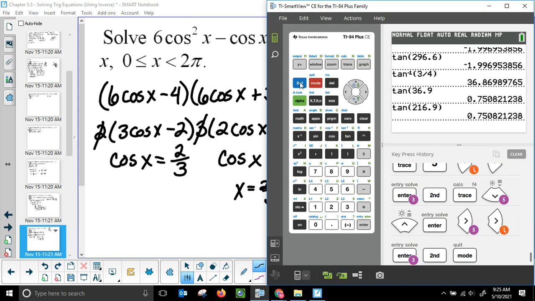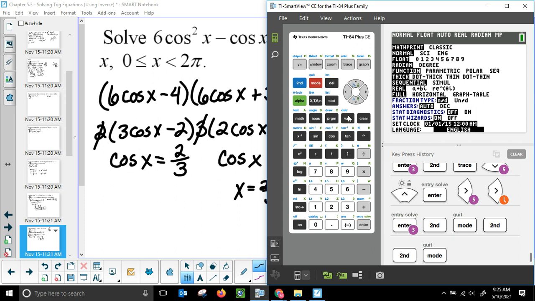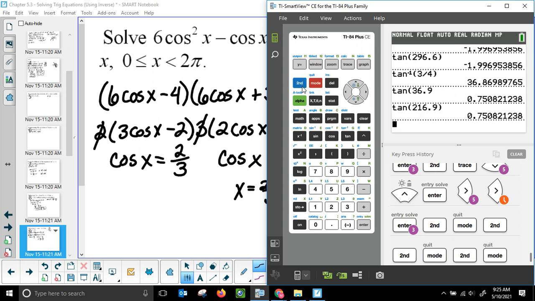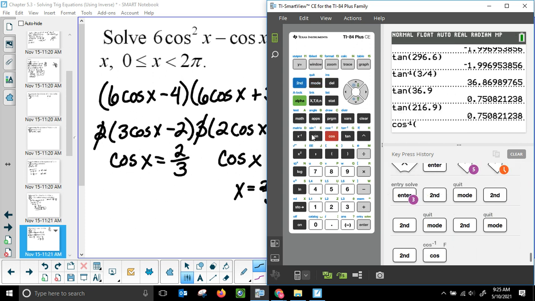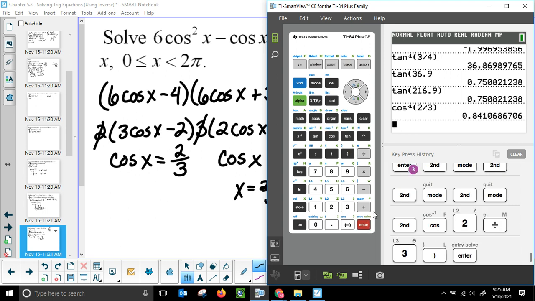We are in radian mode, so I'm good here. So I can do inverse cosine of 2/3, and that's going to be 0.841.